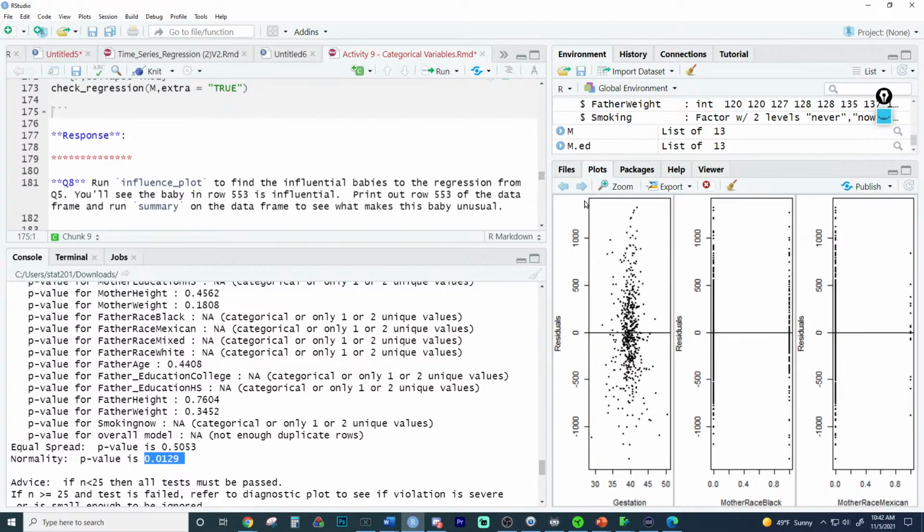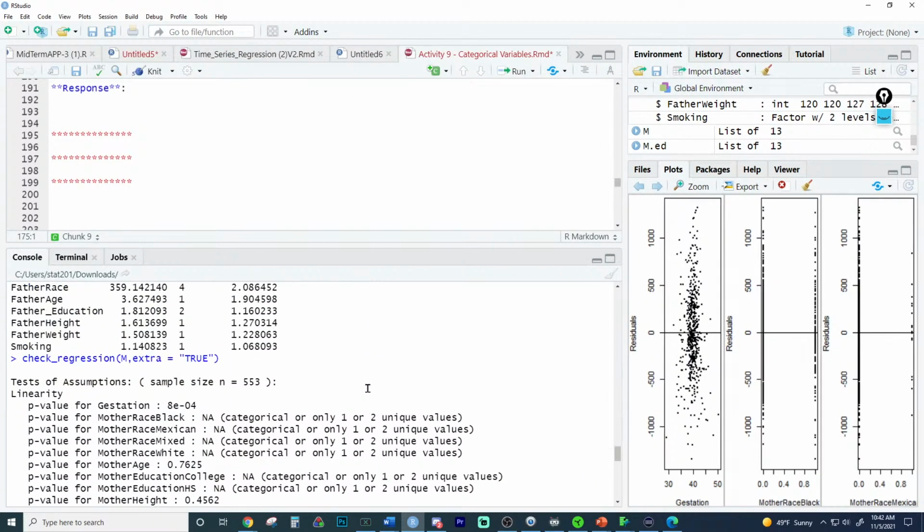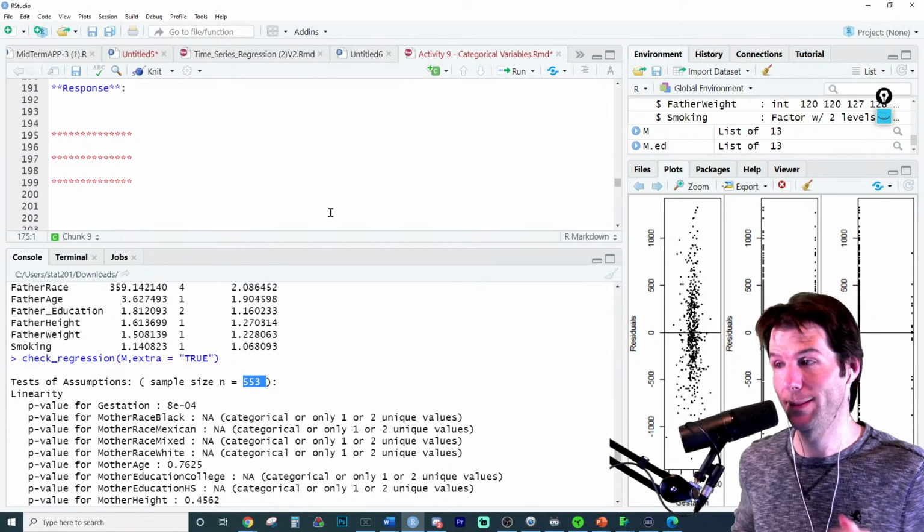Let's go look at the linearity of gestation. There's maybe some non-linearity towards the end. We'll expand this. It might be picking up on this, but it's saying gestation does not have a linear pattern. I don't really see it much. That line goes pretty much through it. And once again, the reason we can check this is because our sample size is 553. So overall, I'd say the model's pretty all right.